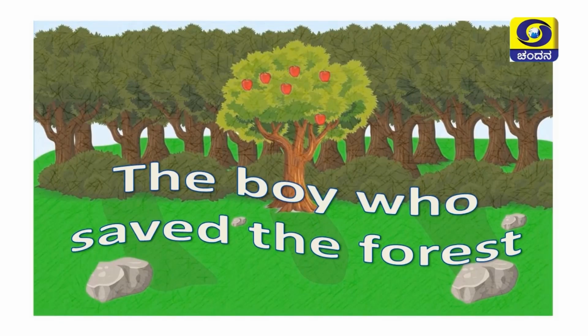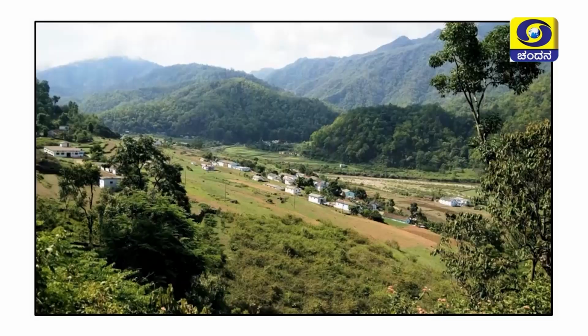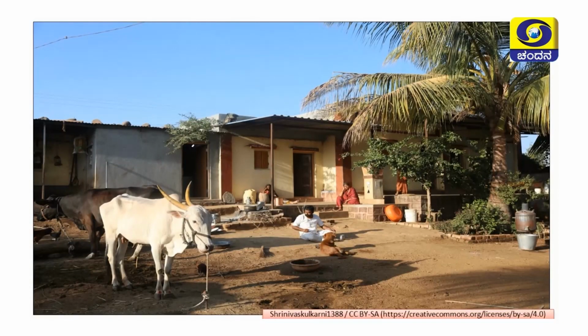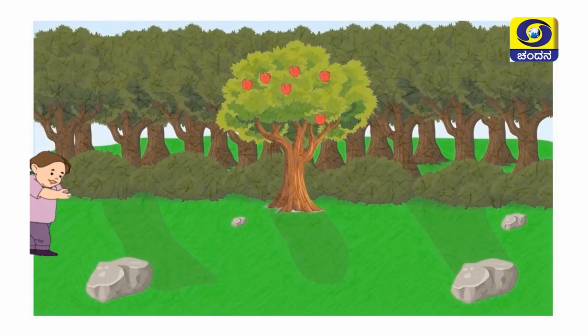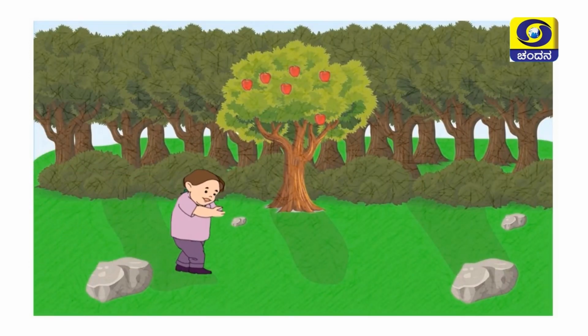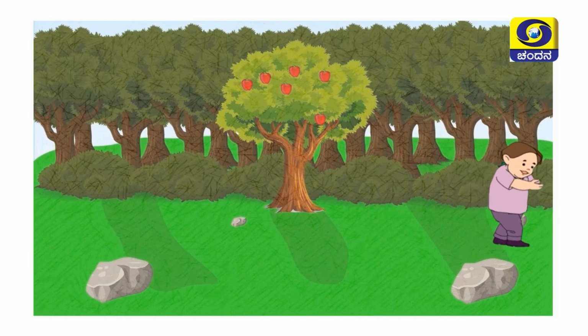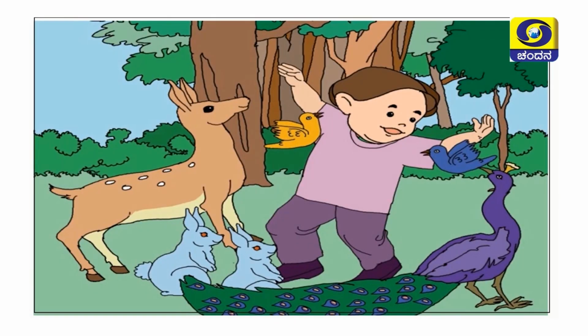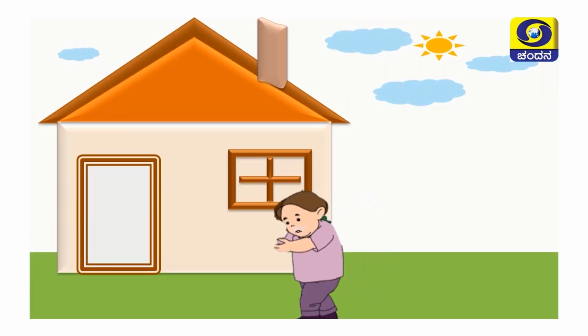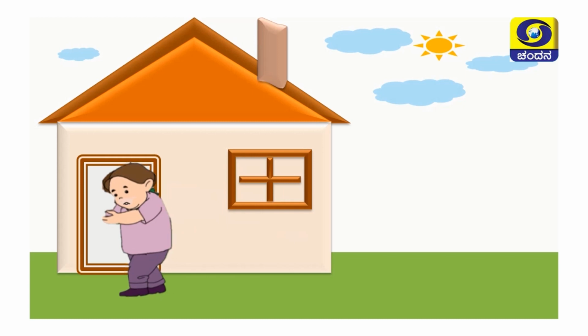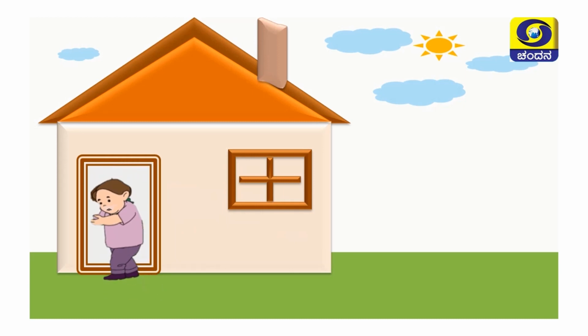The boy who saved the forest. Prem lived in a small village near Bandipur forest with his parents. He had a very good habit of taking an evening walk in the forest. And he became very friendly with all the animals and birds in the forest. One day he came home feeling very sad.